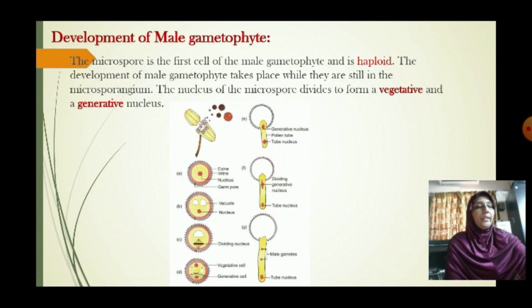The next one is the development of the male gametophyte. The microspore is the first cell of the male gametophyte and it is haploid.